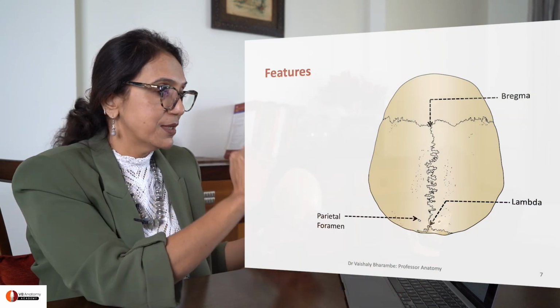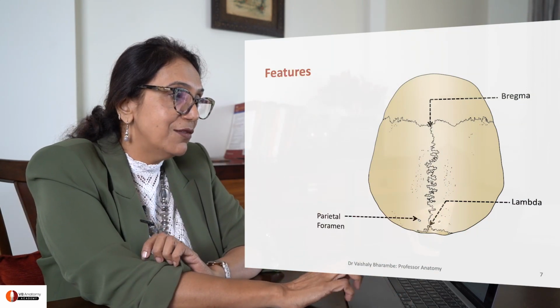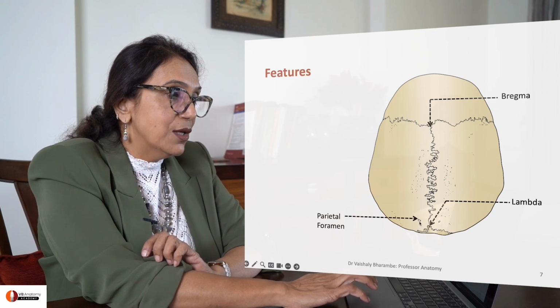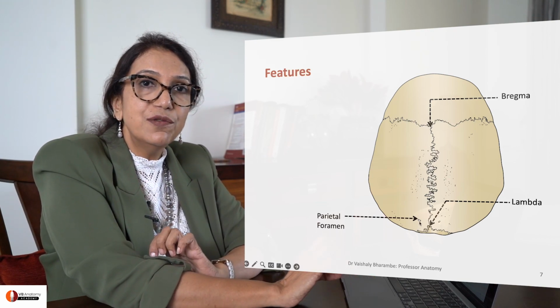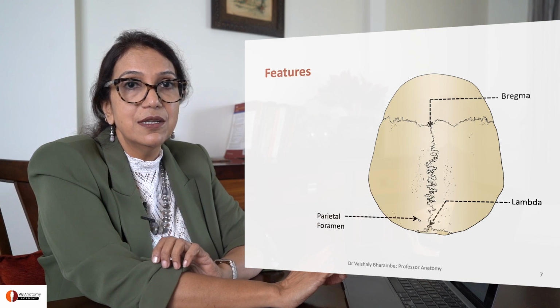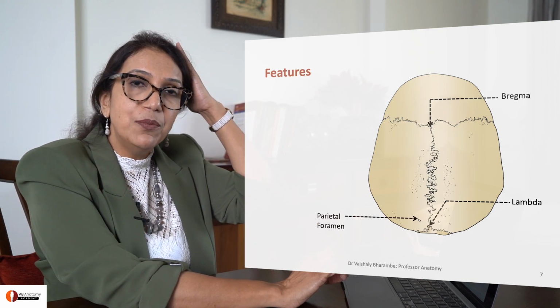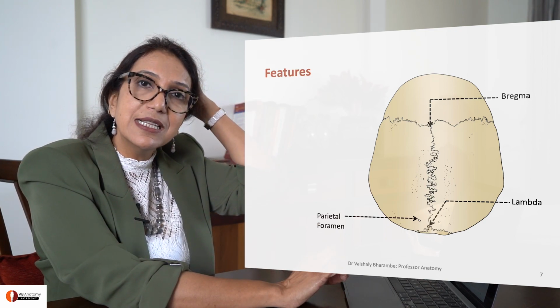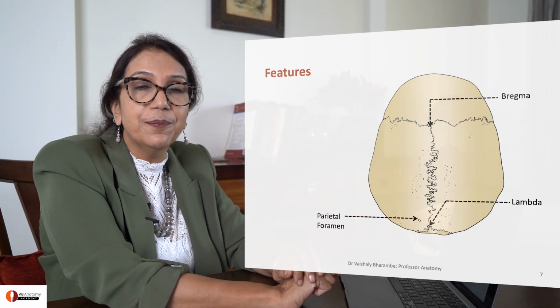Now come back to the screen. You can see a parietal foramen here. This parietal foramen allows for passage of emissary veins which connect the scalp veins to the superior sagittal sinus inside your skull.